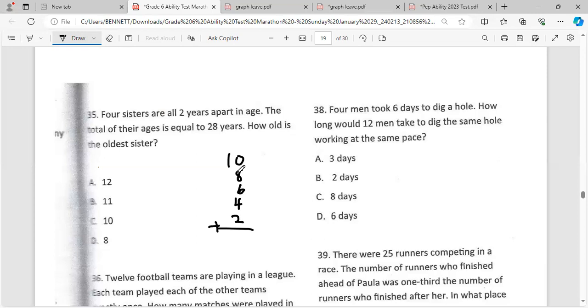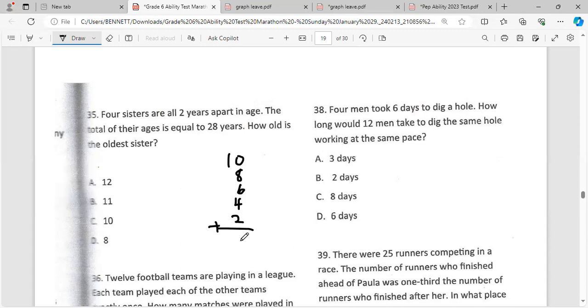Sir, my answer is also 10, sir. I thought the same way, sir. Let me see if I add this wrong. 8 and 2 is 10, 6 and 4 is 10. No, sir, that's 30, sir. Yeah, that is 30.